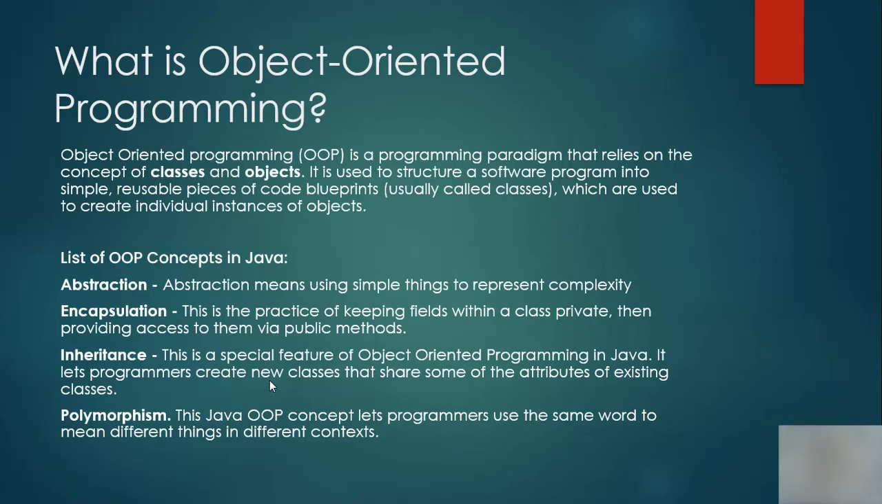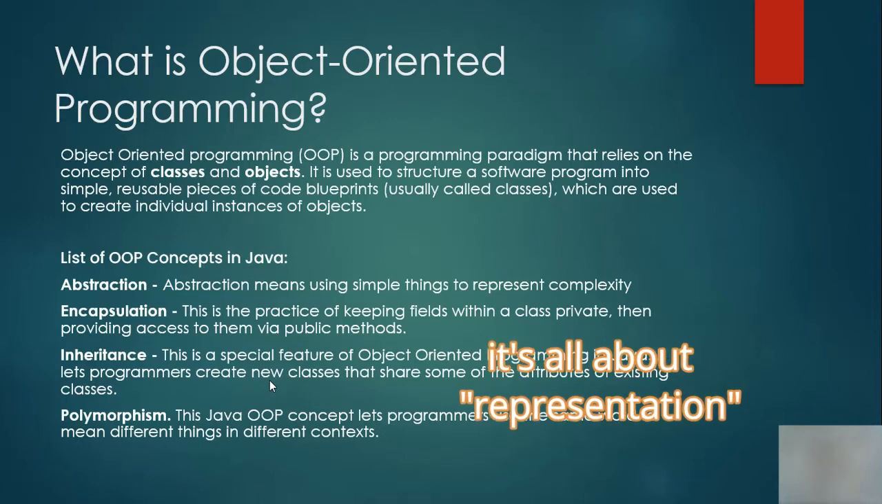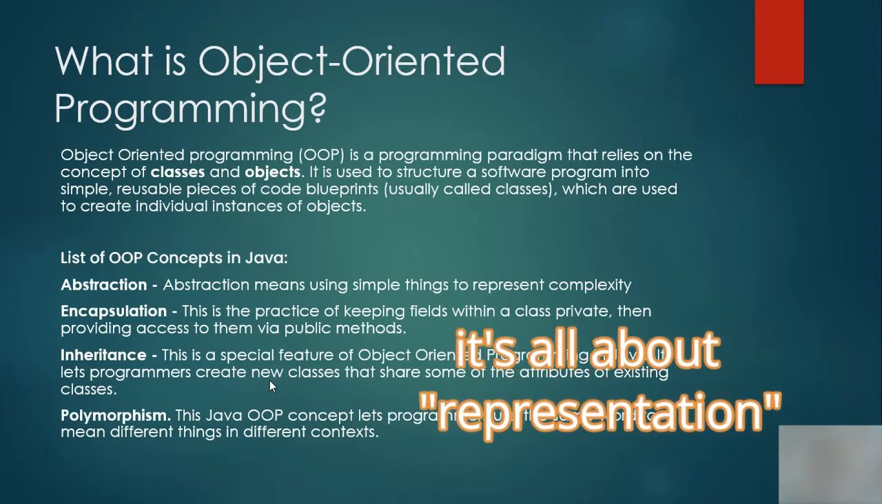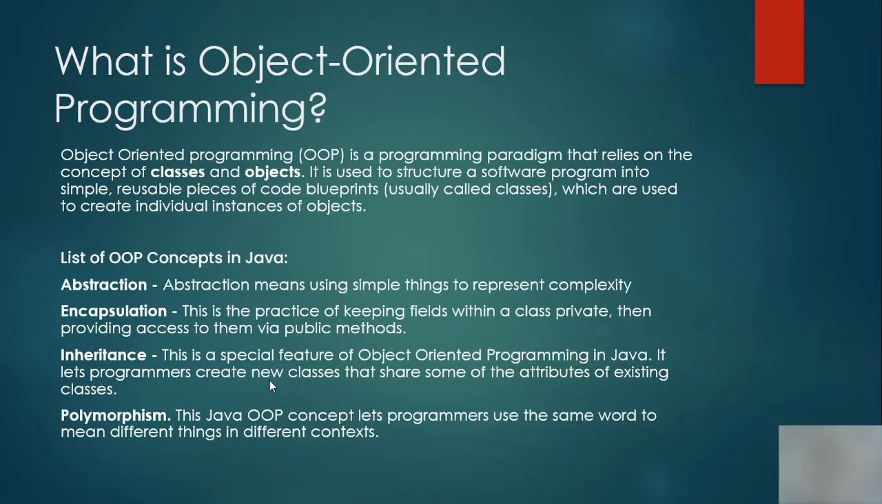Abstraction means using simple things to represent complexity. We all know how to turn the TV on, right? But we don't need to know how it works in order to enjoy it. So in Java, abstraction means simple things like objects, classes, and variables represent more complex underlying code and data. This is important because it lets you avoid repeating the same work multiple times.